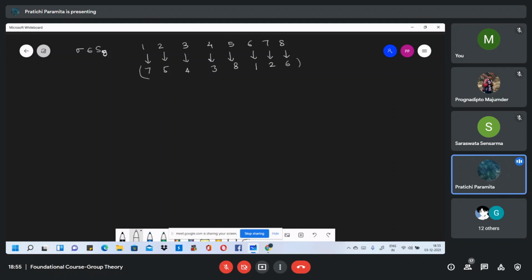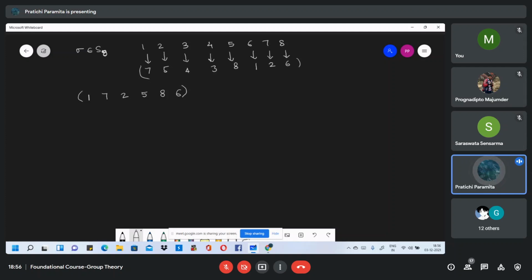I am going to write this in cyclic notation. That is, I will choose the smallest element in S8, that is 1. Sigma takes 1 to 7, so I'll write 7 next. Sigma takes 7 to 2, so I'll write 2. Sigma takes 2 to 5, so I'll write 5. 5 to 8, so 8. And 8 to 6, so 6. And 6 to 1, so again I have 1. Then 1 takes to 7, 7 to 2, 2 to 5. So we'll close the bracket here.